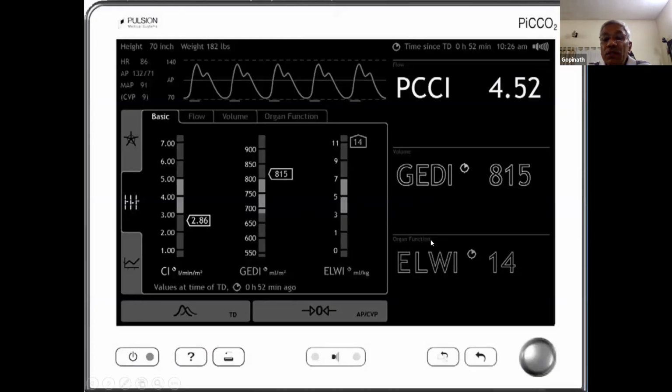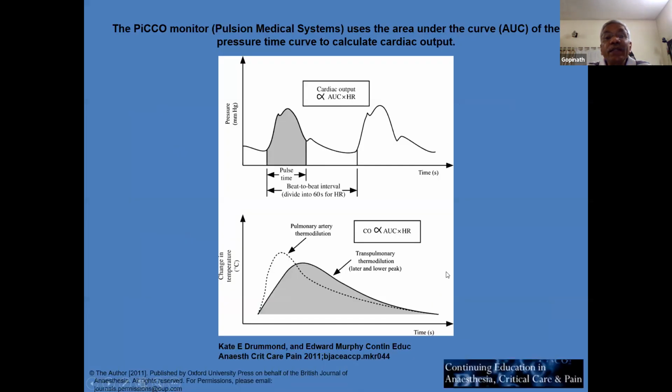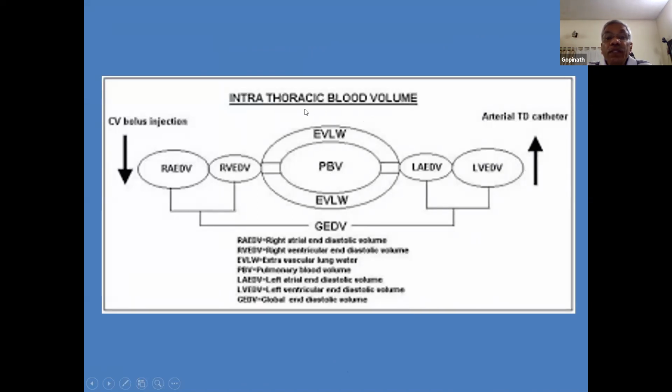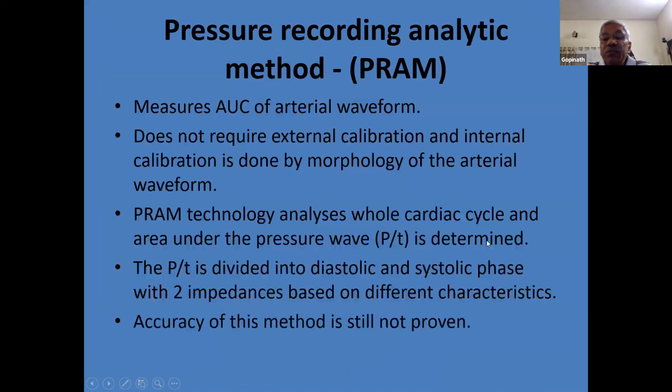You get the global end-diastolic index and extravascular lung water index on the PICCO monitor, like the same thing I showed you before. The transpulmonary curve has a later and lower peak because it has traversed the entire pulmonary bed, whereas pulmonary artery dilution gives an earlier peak. So this is the intrathoracic blood volume, which consists of right atrial end-diastolic volume, right ventricular volume, pulmonary blood volume, extravascular lung water, left atrial and left ventricular volume. So all of them together. So this traverses the transpulmonary bed.